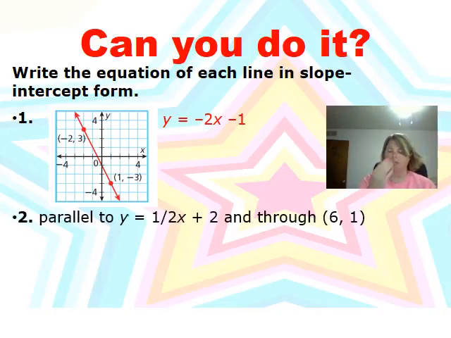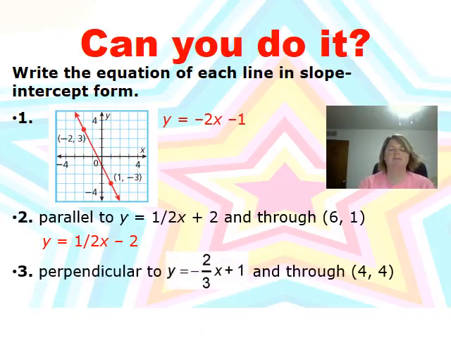So let's look at number 2. Write an equation of a line that's parallel to 1/2 x plus 2 and passes through the point 6, 1. So stop the video, work it out, and then restart the video to check your answer. Hopefully you're a winner. And if you need help, again, please come in.